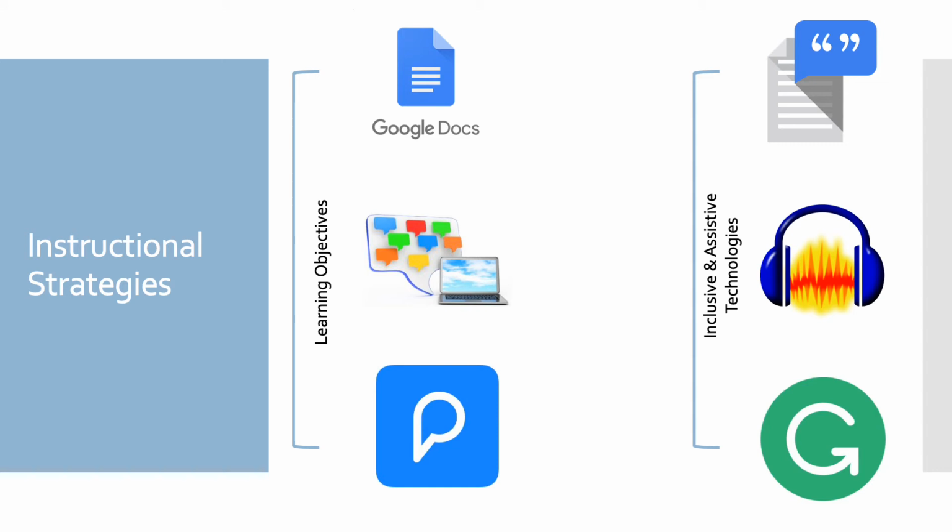Also included are inclusive and assistive technologies, and these are things that are necessary and legal. The tools that could be used are text-to-speech, closed captioning, transcripts, graphic organizers, digital worksheets, the use of tools like Audacity and Grammarly. All of these support universal design for learning.